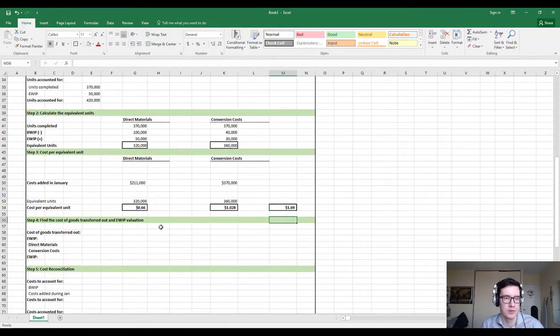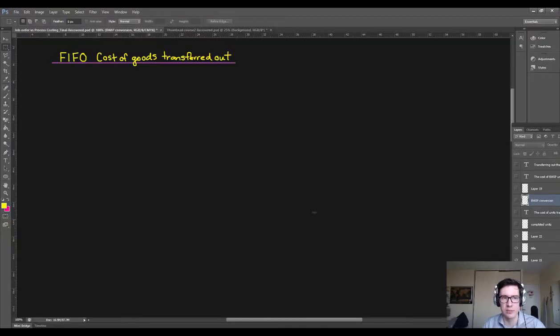On to step 4. So step 4 is quite complicated for the FIFO method. So I'm going to break this up into 3 steps. And I'm going to go into Photoshop to better illustrate this. And while I go through this, I'm going to refer to my notes because I want to be completely clear on this explanation and I don't want you to misunderstand anything. So let's go ahead and go into Photoshop.